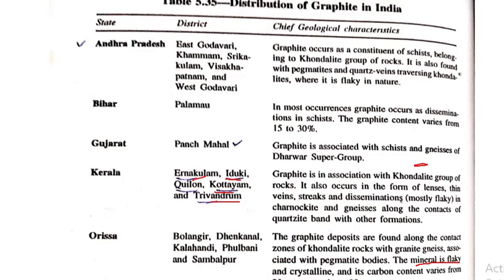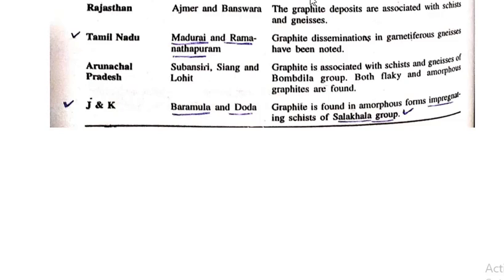Now in Rajasthan, we find this type of deposit in Ajmer and Banswara districts. Here the deposits are associated with schist and gneiss, again these high grade metamorphic rocks. In Tamil Nadu, they are found in Madurai and Ramanathapuram districts, again in the form of disseminations in garnetiferous schist, I mean gneisses containing garnets also. They are known as garnetiferous schists.